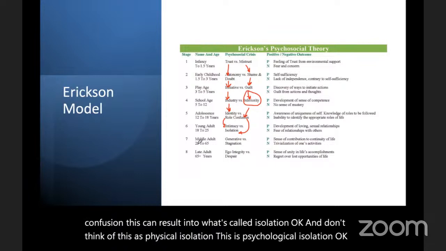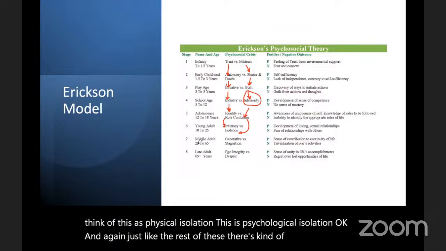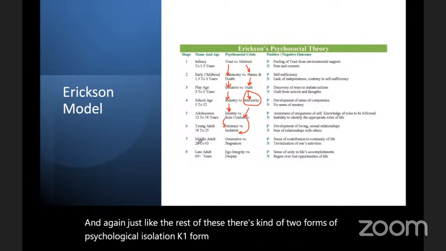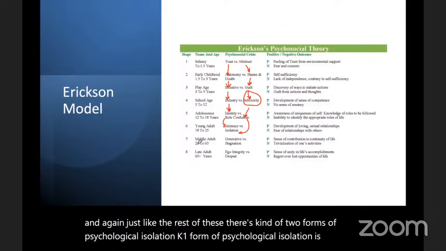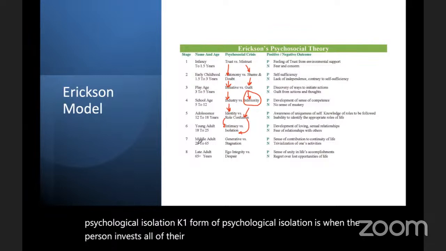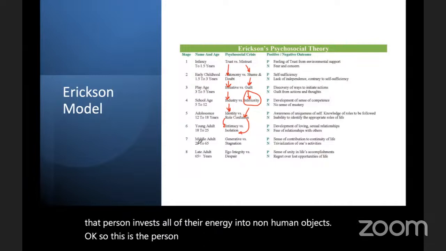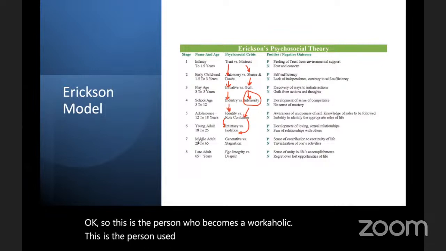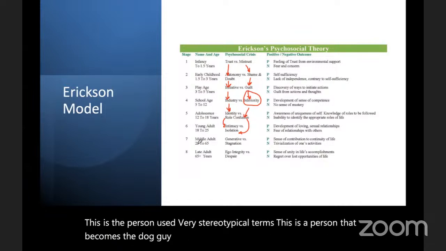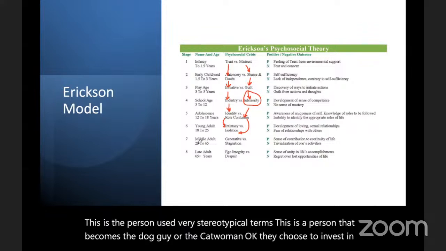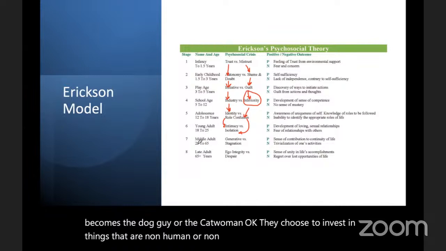And again, just like the rest of these, there are two forms of psychological isolation. One form is when the person invests all of their energy into non-human objects. So this is the person who becomes a workaholic. To use very stereotypical terms, this is a person that becomes the dog guy or the cat woman. They choose to invest in things that are non-human, or a non-human relationship.